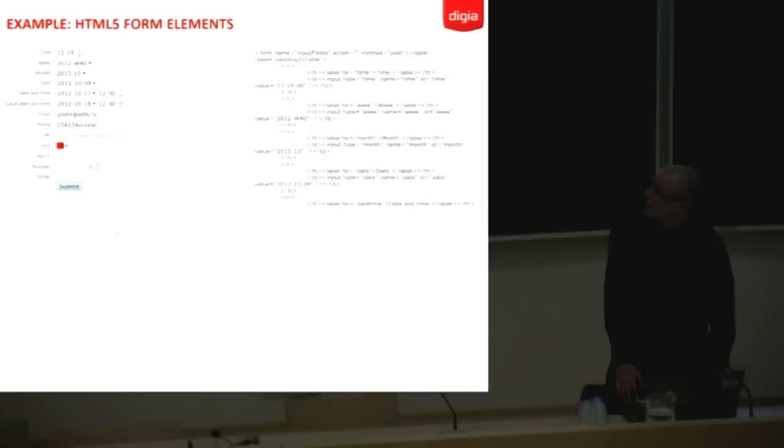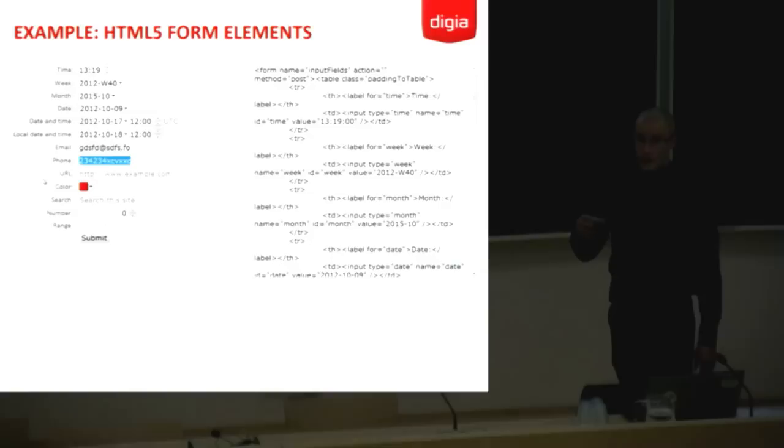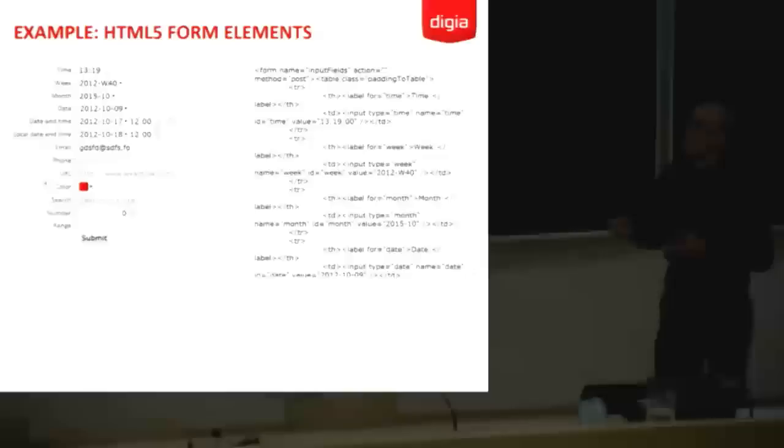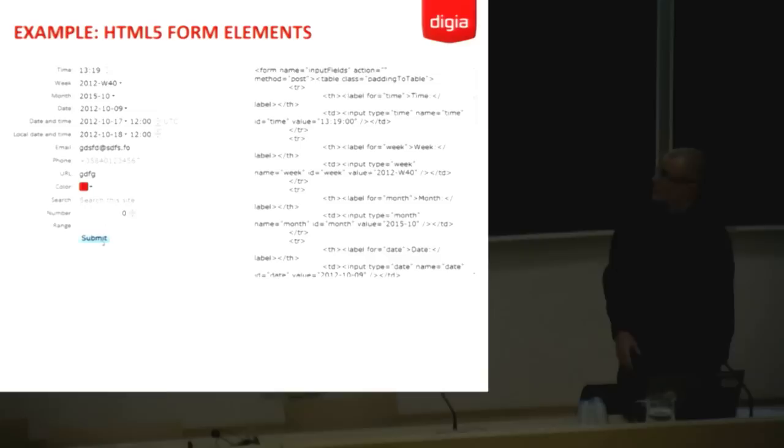As you can see, this is not the phone number, but there's no validation because phone numbers are so widely used that there are so many forms of them that it's impossible to validate. How about the URL? There's a validation. It's not required.